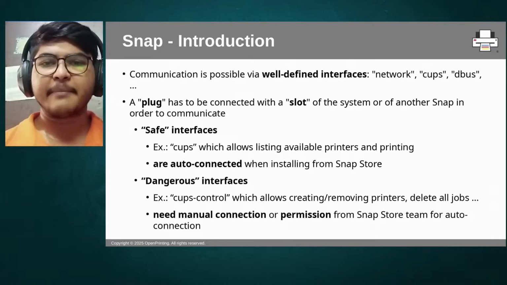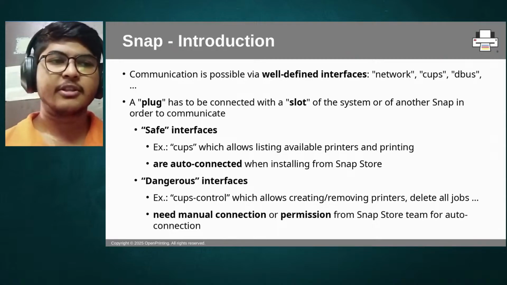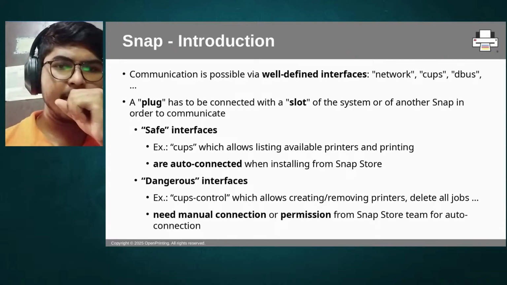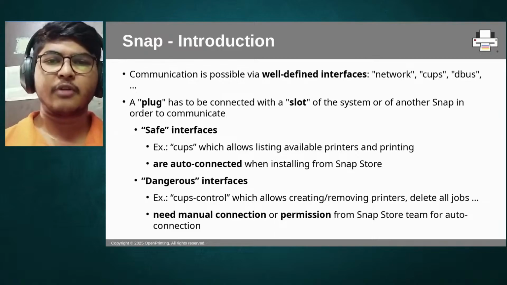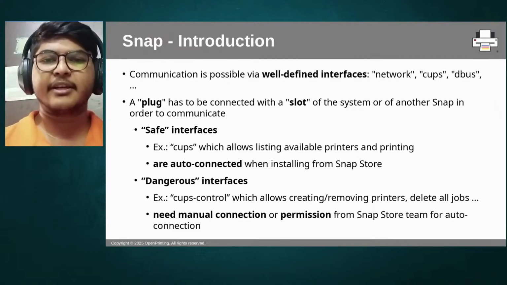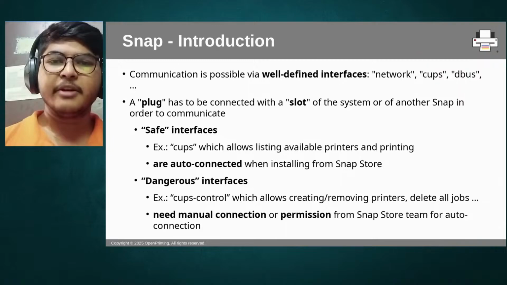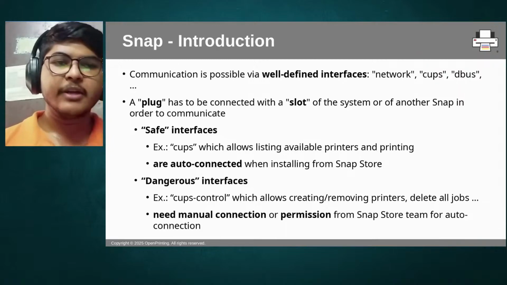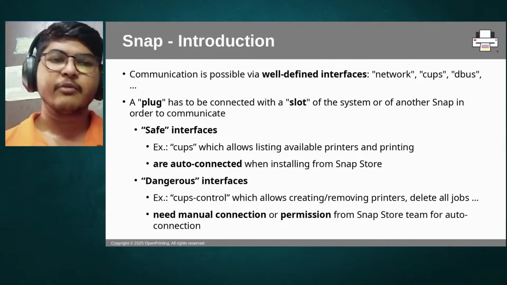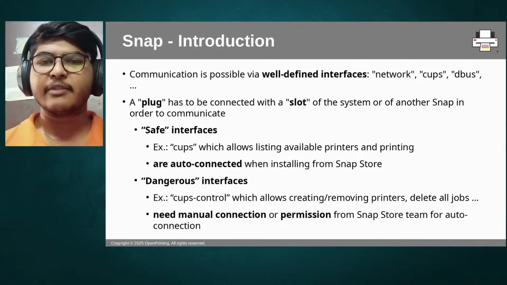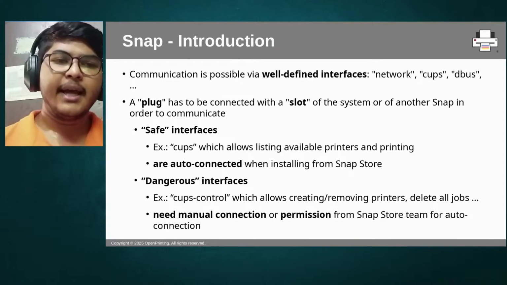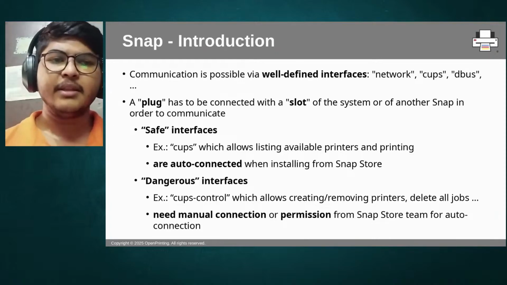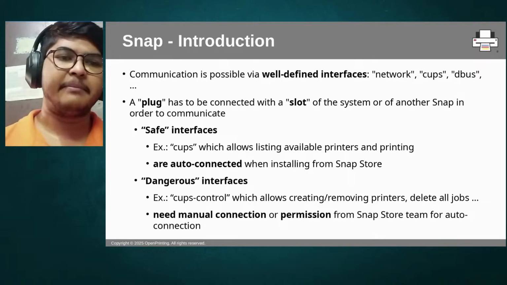Like the CUPS snap itself exposes a lot of slots. And other snaps connect with these slots. Other snaps define plugs that connect with these slots in order to communicate with CUPS. So what are these plugs? As explained before, these are very well defined AppArmor profiles. These are very well defined AppArmor rules, and of course these are mediated through Snapd.